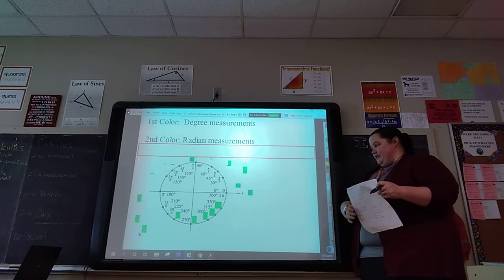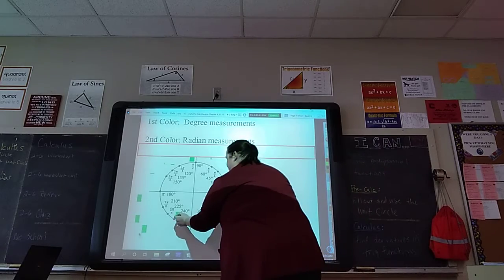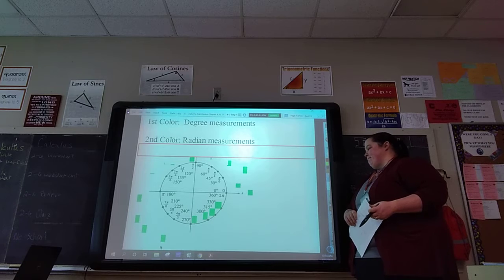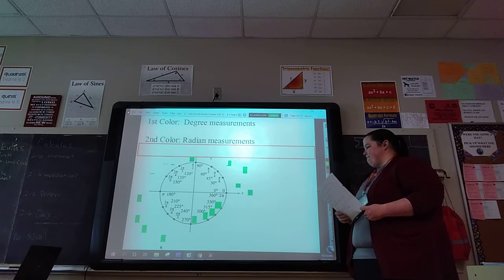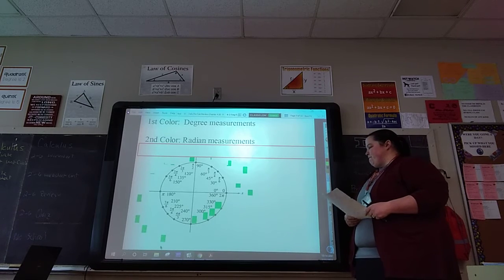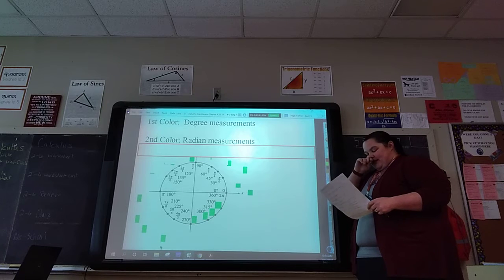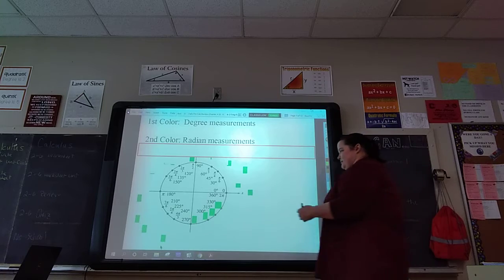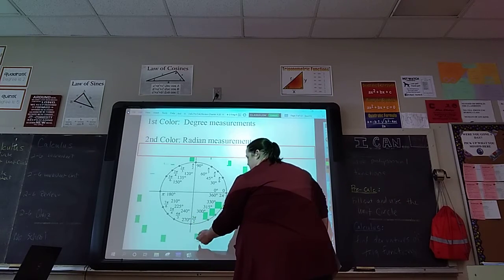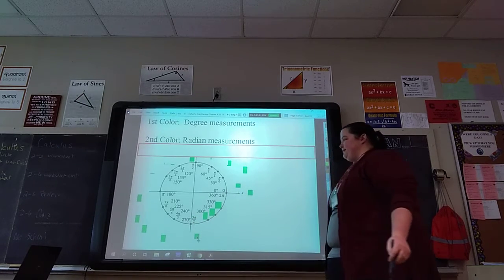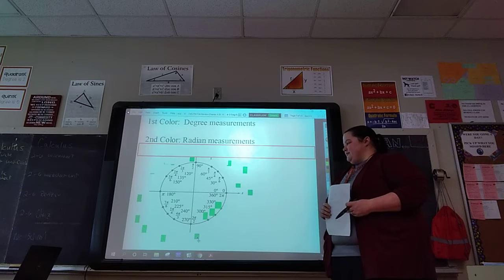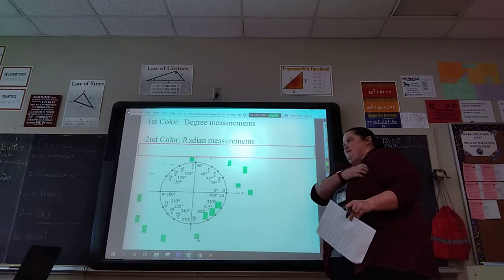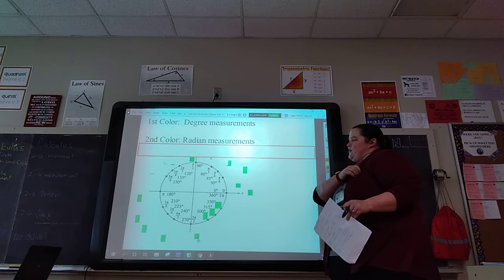240 degrees in radians is 4 pi over 3. 270 in radians is 3 pi over 2. Is anyone noticing there's similar denominators? So it's either over 6, 4, 3, or 2.